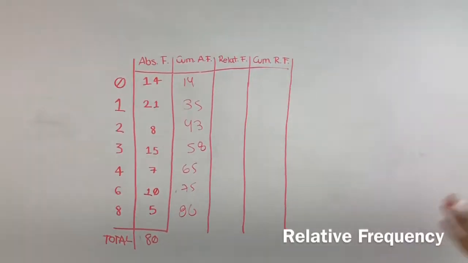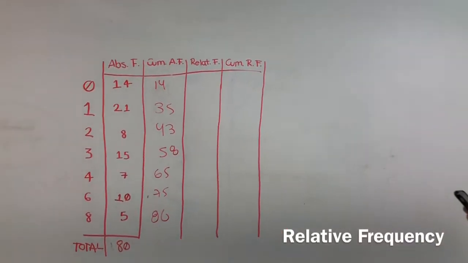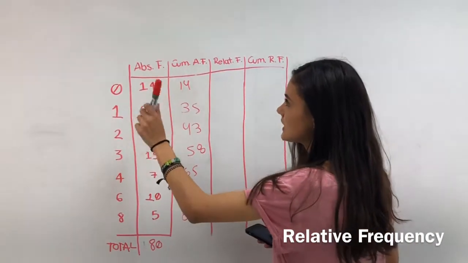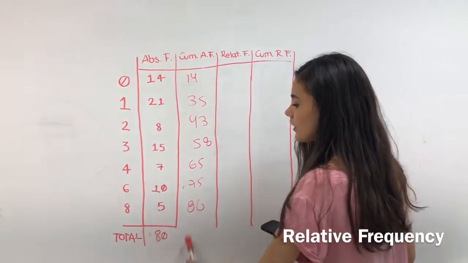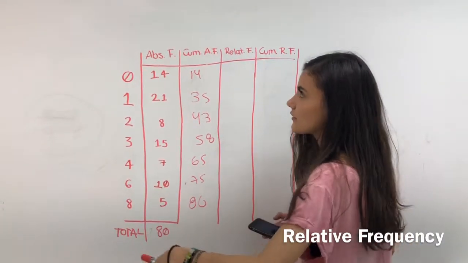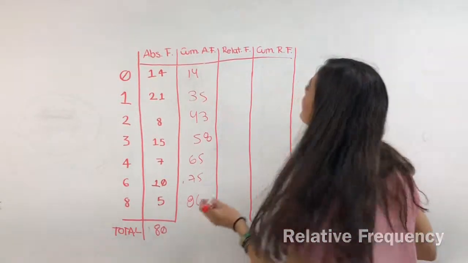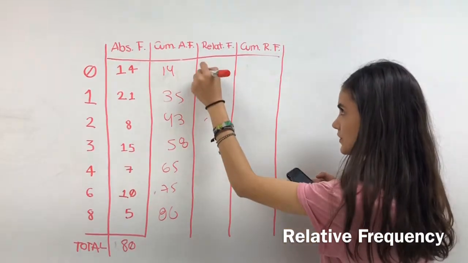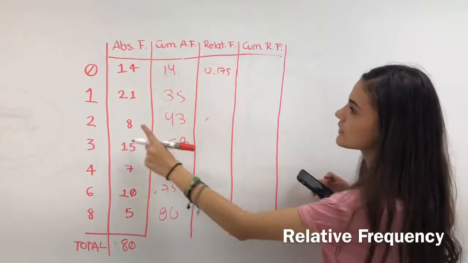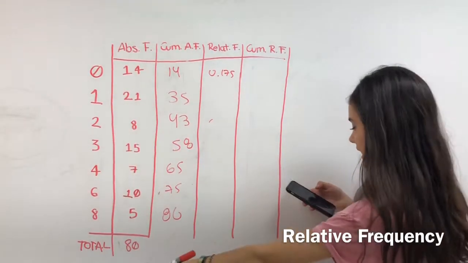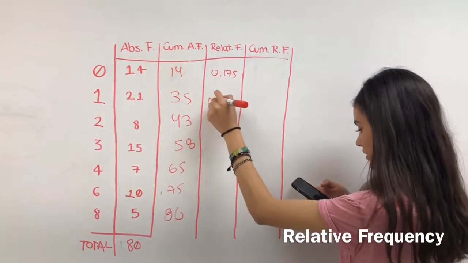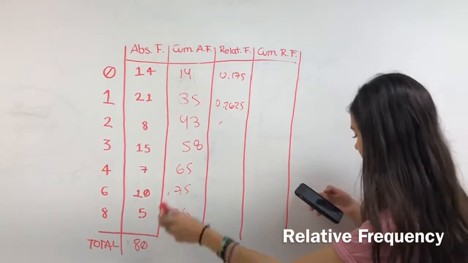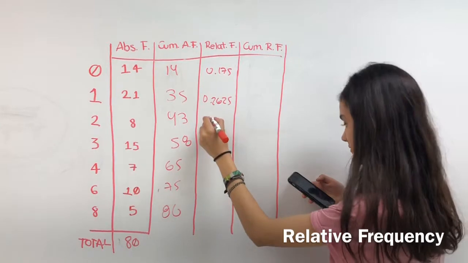Then you get the relative frequency, which you get by taking the absolute frequency and dividing it by the total of the frequency. So you take 14 and you divide it by 80, and that gives you 0.175, and then you get 21 and you divide it by 80 and you get 0.2625, and you do that with each of these values.